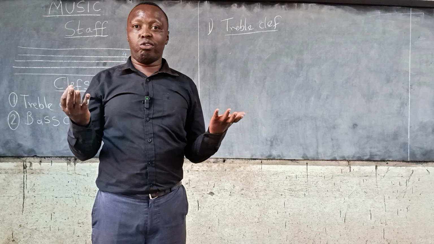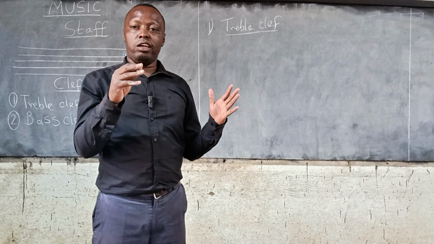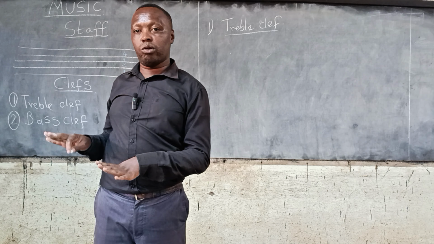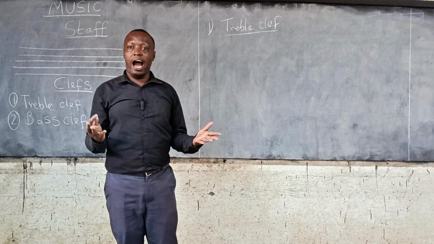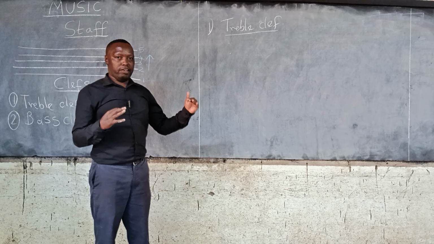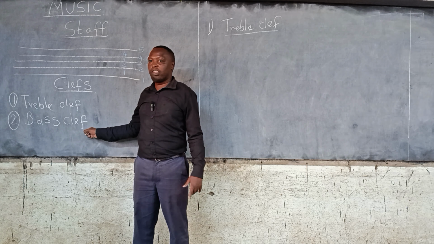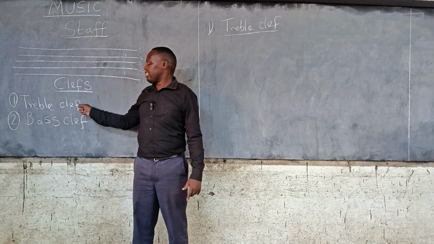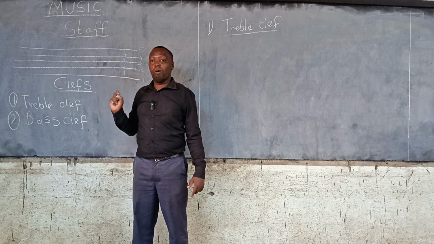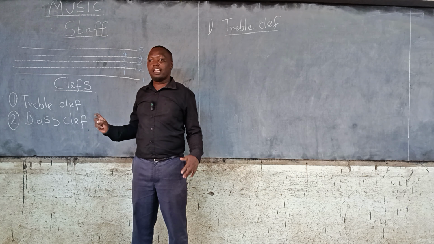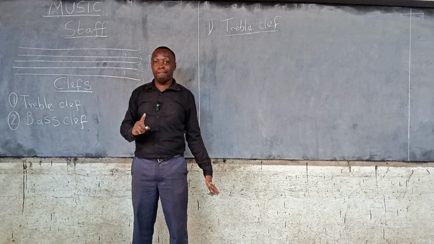As we continue, I want you to understand that bass clef deals with the bass voices, the low voices, and treble clef deals with the high voices. Bass clef deals with the low voices or the bass, and treble clef deals with high voices like soprano and alto, and other instruments that have high voices. That is the treble clef.